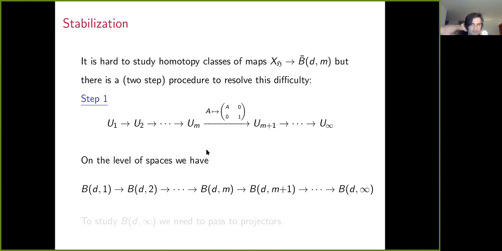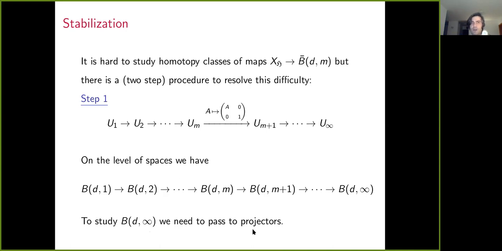On the space of contexts, we can do the same thing. We can look at the induced maps between these spaces of contexts and then take the union of the spaces. So we get BD infinity at the end. It looks like we are making things complicated, but at the end, everything becomes much simpler, as we will see. To study this space, we need to pass to projectors from observables.